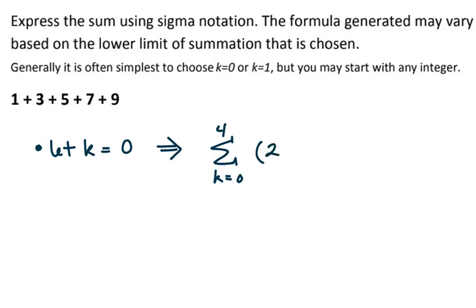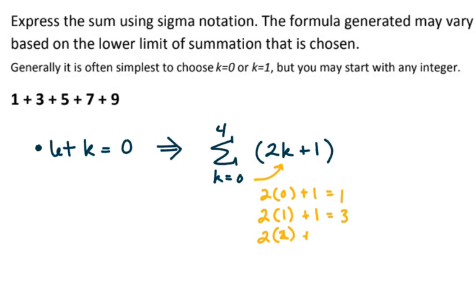So 2k plus 1. And so if I look at plugging in 0, 2 times 0 plus 1 gives me my first term, 1. 2 times 1 plus 1 is my second term, 3. 2 times 2 plus 1 is my third term, 5, and so on. So you see it's giving me my terms in order.